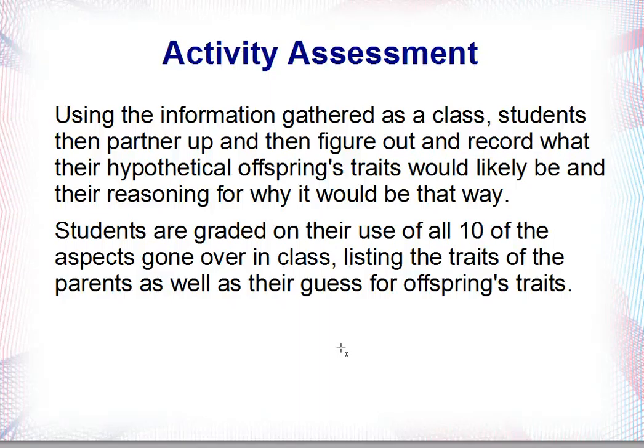And they would also give the reasoning for the fact that brown eyes would be dominant, and that you would probably have a chance of having an offspring with blue eyes, but it is not as likely. And so those are the key things they are getting with this. They're graded on using all 10 of these aspects, listing the traits that they have, and their guess for what their offspring's traits would be.